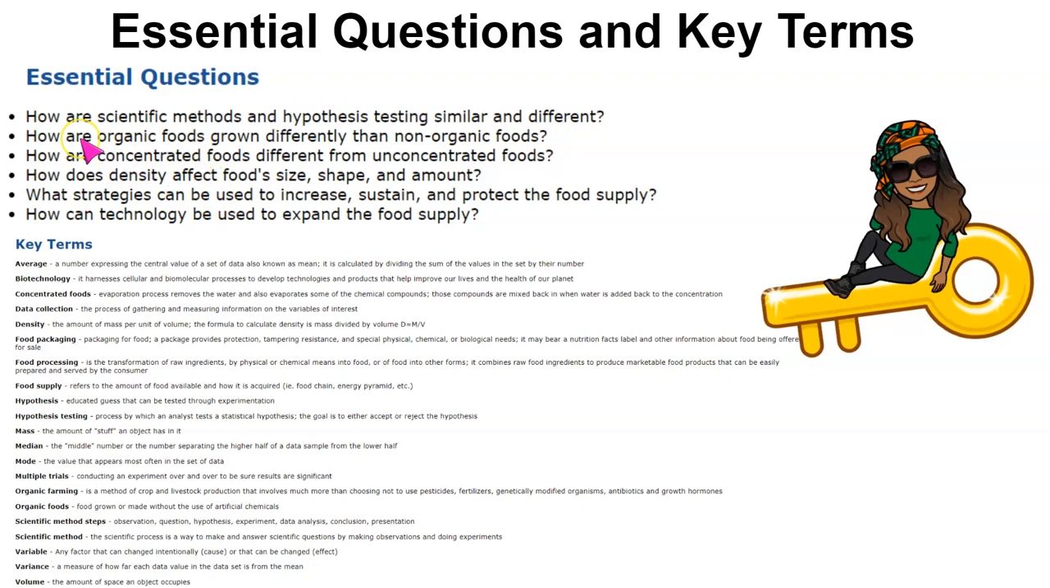So your essential questions are: how are scientific methods and hypothesis testing similar and different? How are organic foods grown differently than non-organic foods? How are concentrated foods different from unconcentrated foods? How does density affect food size, shape, and amount? What strategies can be used to increase, sustain, and protect the food supply? And your final essential question is: how can technology be used to expand the food supply?